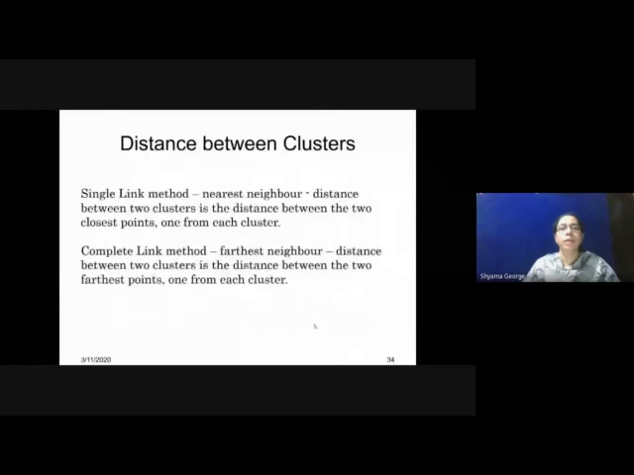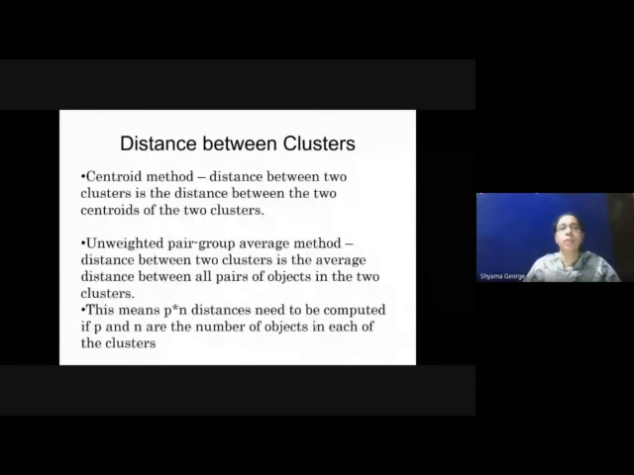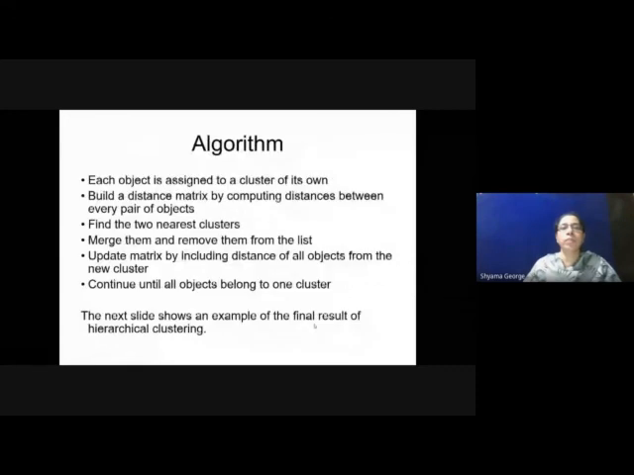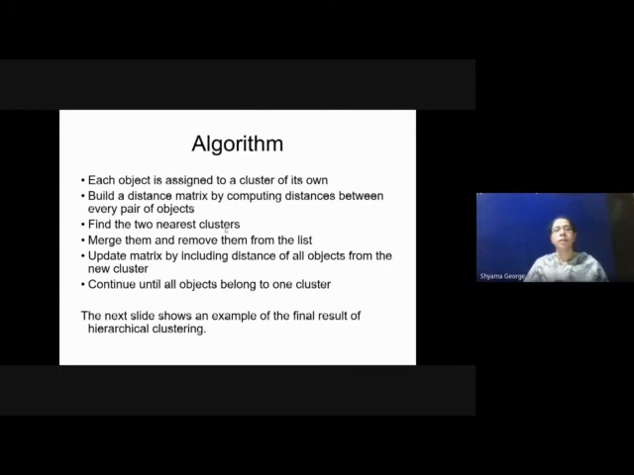That means here we are using the centroid method. Distance between two clusters can be found using the centroid method. So this is the algorithm that we have already studied. We assign each object to a cluster of its own. Then we find the distance matrix. Then in agglomerative clustering, we find the two nearest clusters and merge them. Now we can update the matrix by including the distance of all objects from the new cluster. So we continue like that until all objects belong to one cluster.